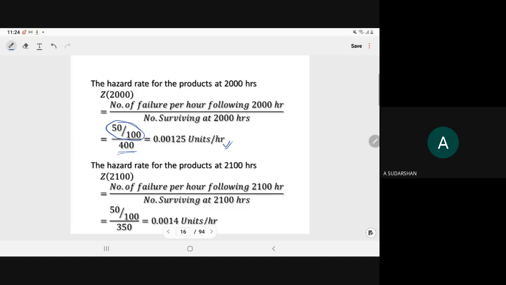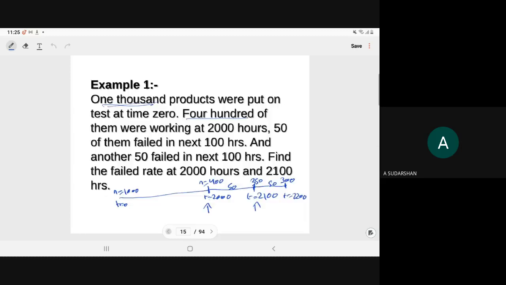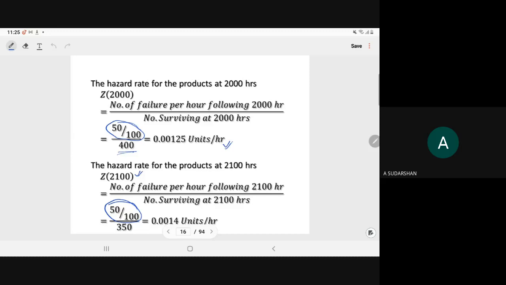Similarly, the hazard rate for the product at 2100 means Z at T equal to 2100, number of failures per hour. In 100 hours, total failure is 50. So here 50 upon 100 divided by the number surviving. The number surviving at 2100 is 350, so it is divided by 350. So here we have Z(t) for the device.